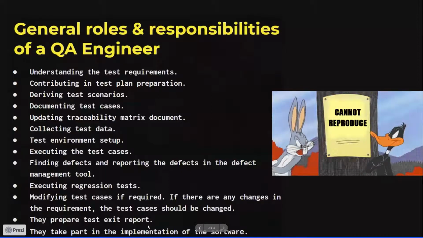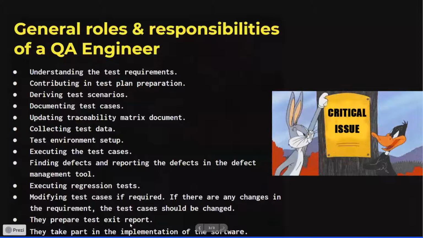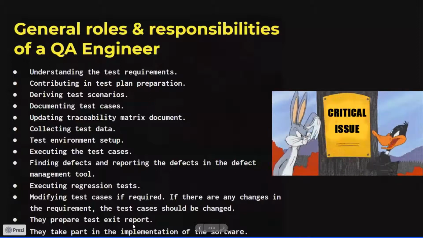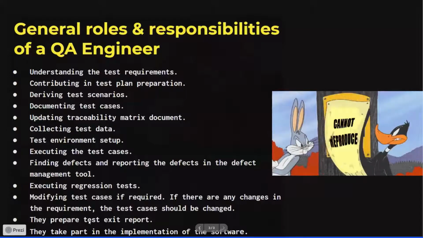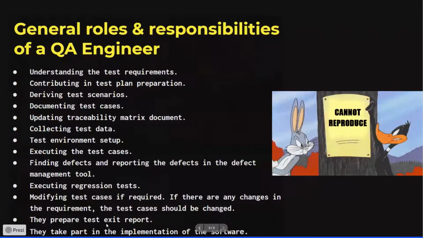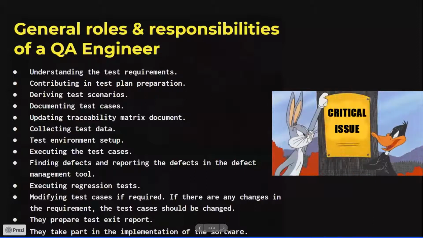Next, they prepare the test exit report. This is the final report created by the testers to close the testing activities. The test exit report contains the pass percentage of the test cases: what is the percentage of passed test cases, what is the percentage of failed test cases, and what are the learnings. All these are included in the test exit report. Once the whole testing process is done, they also get involved in delivering the software. That is the implementation of the software.